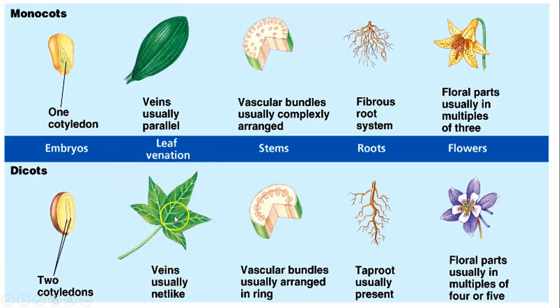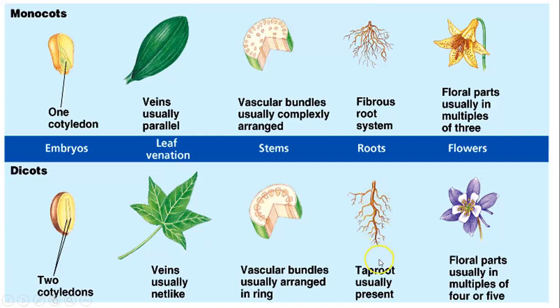They look like a network. They cross each other. The vascular bundles here are complexly arranged. They are not just on one line. You have many arrangements, as you can see, while here they are arranged in a ring, just on one line. The type of roots also are different. Here you have fibrous root system, you see, while here it is a tap root.